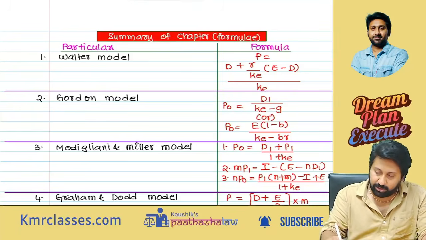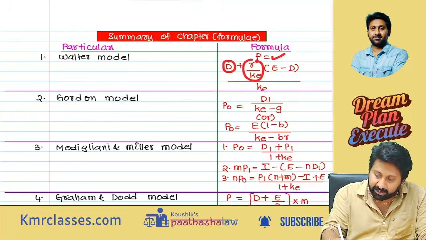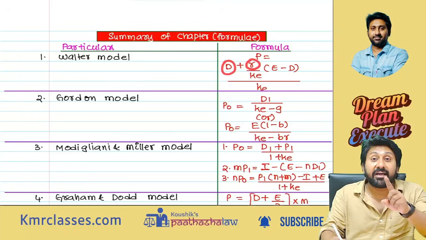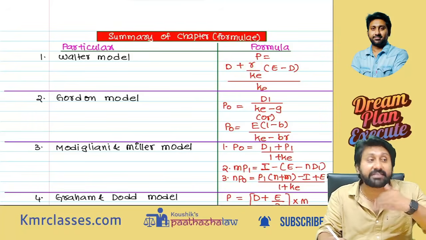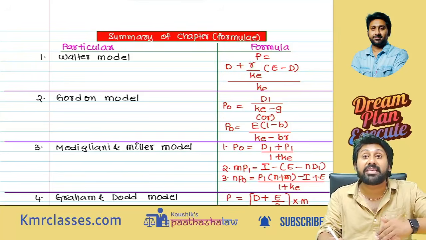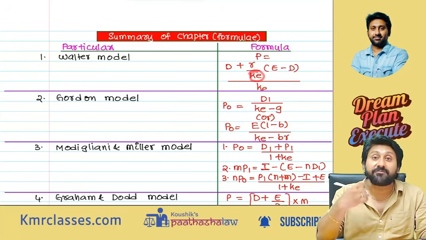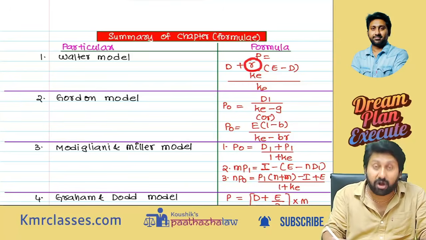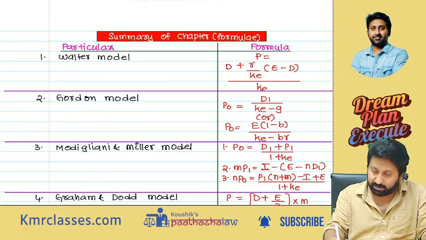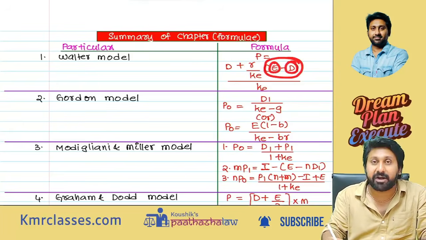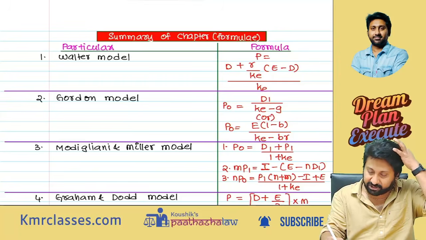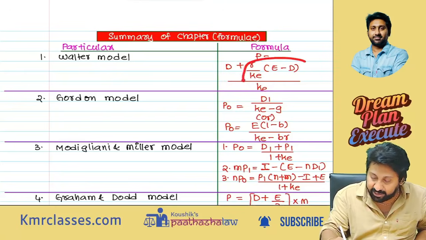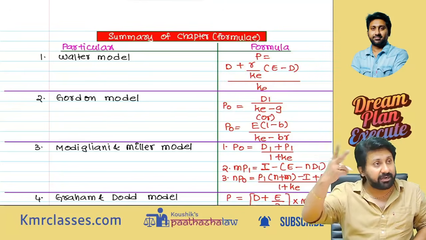Dividend law, Walter model. Price of a share is D plus R by KE into E minus D, whole divided by KE. D, dividend per share. R, rate of return on investment, also called return on equity. KE, cost of equity, the price or cost at which you raised money and invested the raised money. E minus D, earnings minus dividend paid, is retention. So D by KE is perpetual dividend. R by KE into E minus D, whole divided by KE, is perpetual retention value.